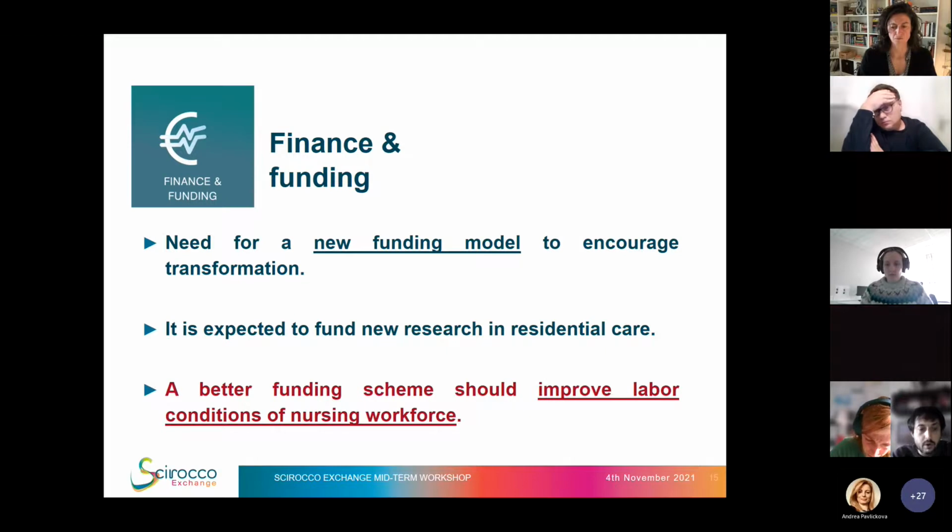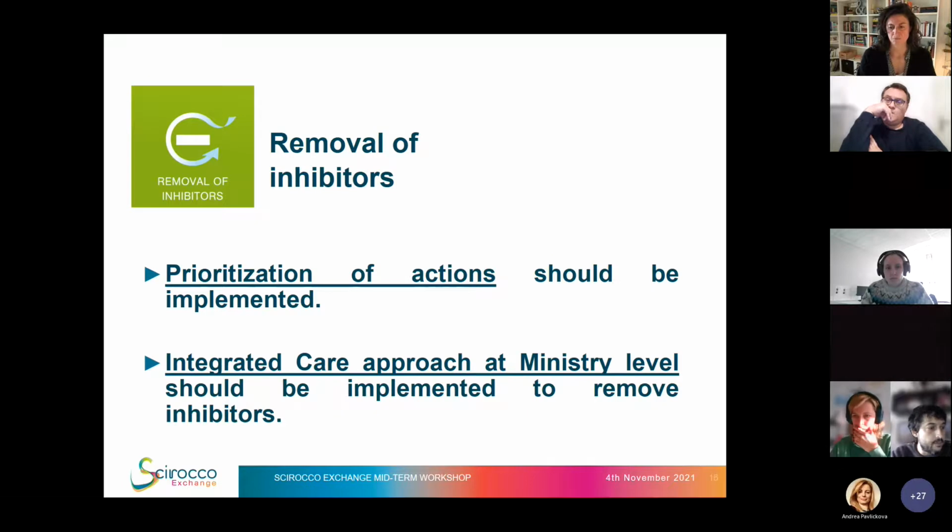Here you can see one of the important ideas was that a new funding model is required to encourage transformation, and an idea that was repeated in almost all the consensus sessions was that a better funding scheme should improve labor conditions of the nursing workforce. In removal of inhibitors, the most important was that the prioritization of actions should be implemented, and that an integrated care approach should be implemented to remove inhibitors at the ministry level.